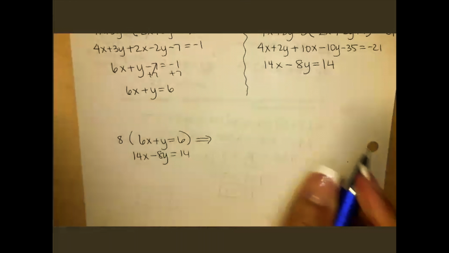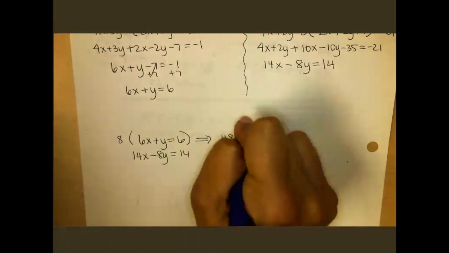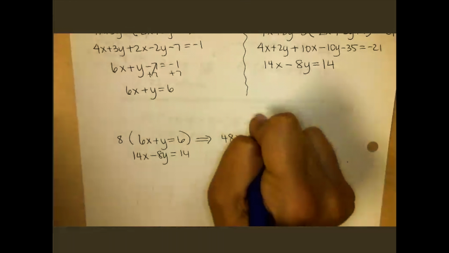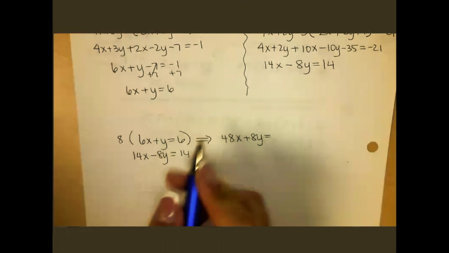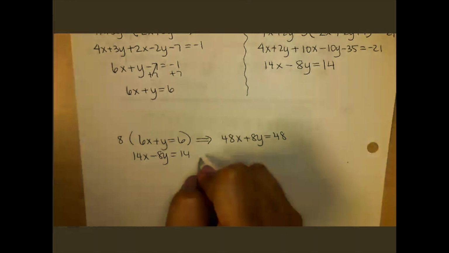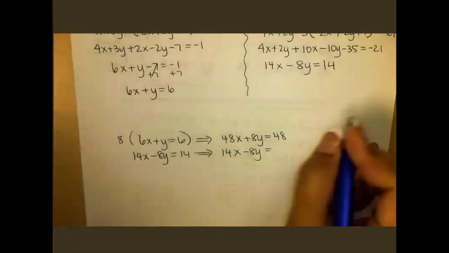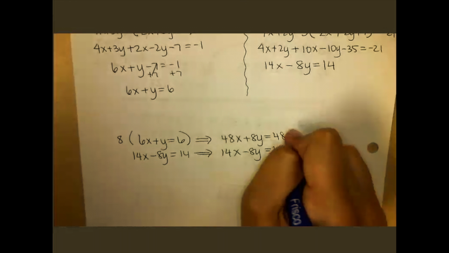So we multiply the entire equation. So we get 48x plus 8y, and don't forget to multiply it times that last one too. 8 times 6 gives us that 48. The other equation just comes over. We don't have to change it since it already had something that we can get the first one to be. Whoops, 14. Sorry.